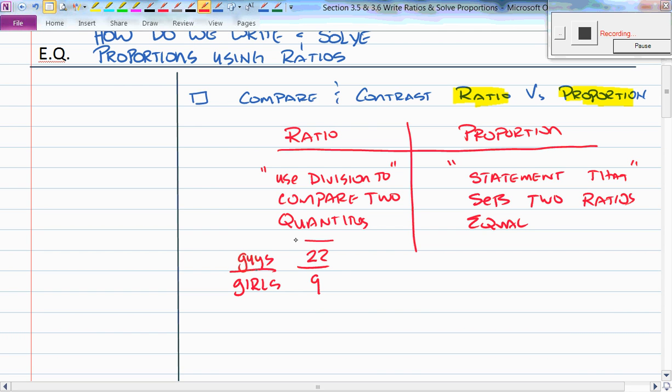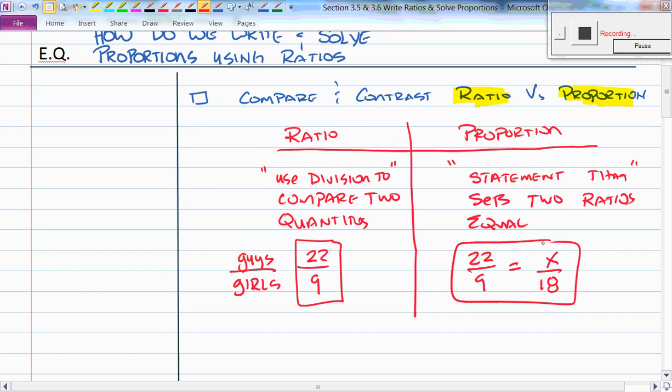Okay, so check it out. We've just created a ratio of guys to girls. That's a ratio, right? A proportion would be taking that ratio, 22 over 9, and setting it equal to something, say like x over 18, right? Now all of a sudden you have a proportion. You guys got it? See the difference between the two things?